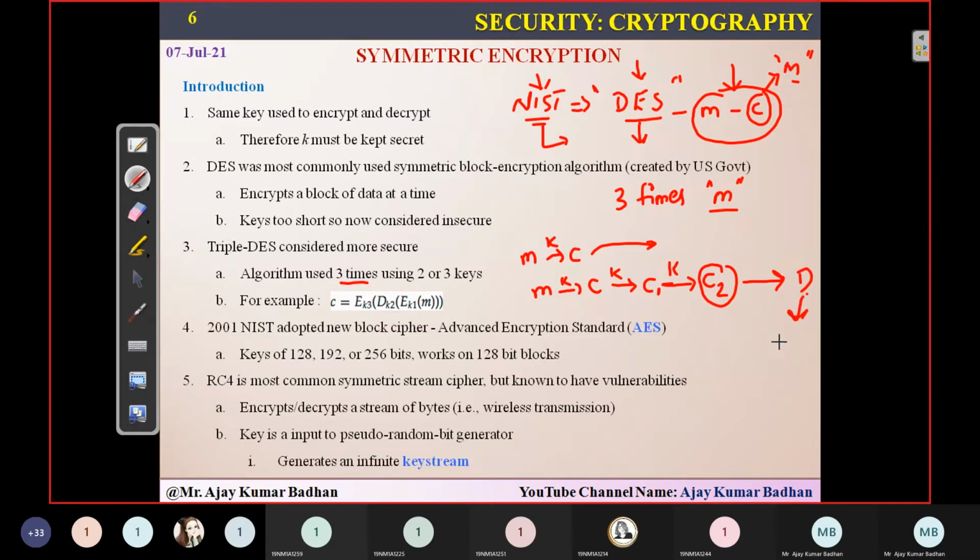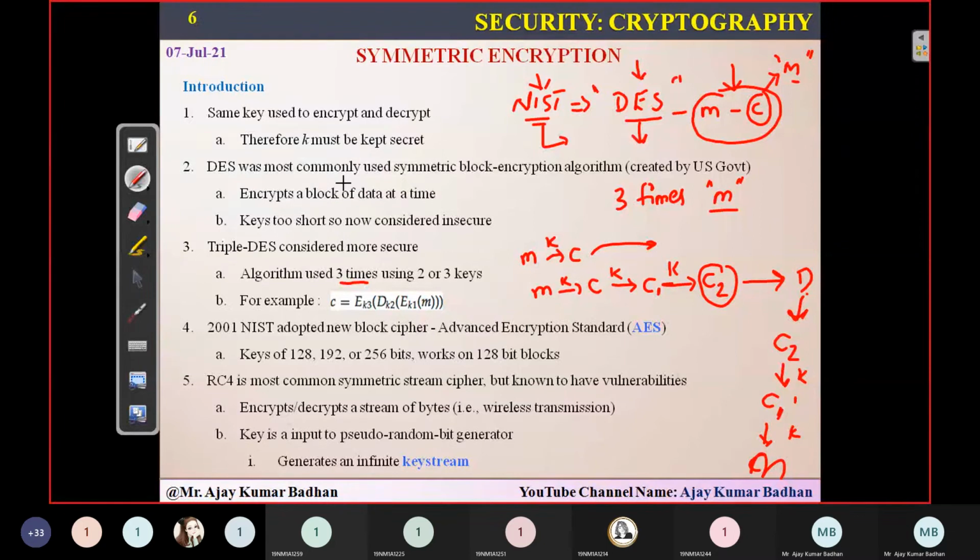At the destination it is the same process. When he receives C2, he applies the key and gets C1. Again on that C1, he applies the key, and then he gets the actual message. So they apply it 3 times to carry out the operation.